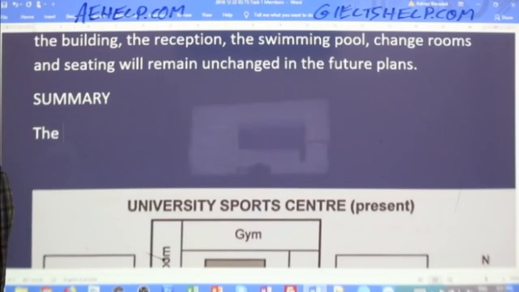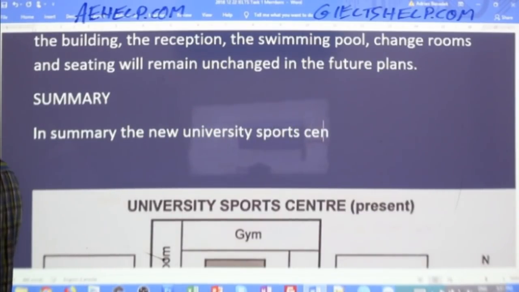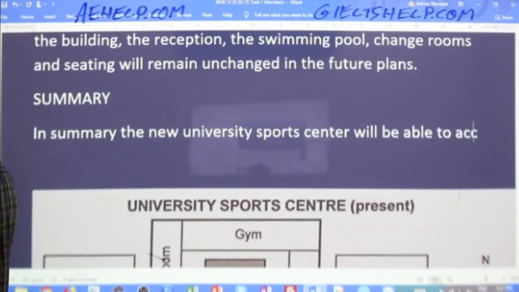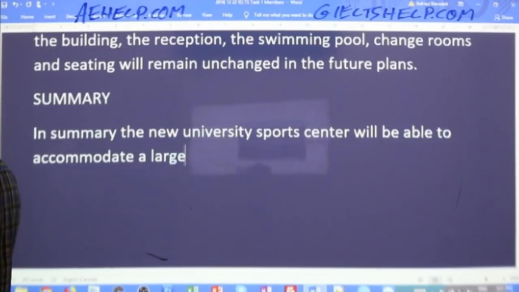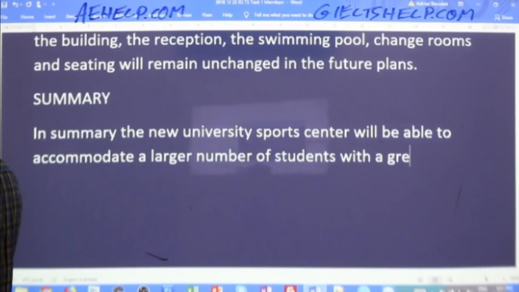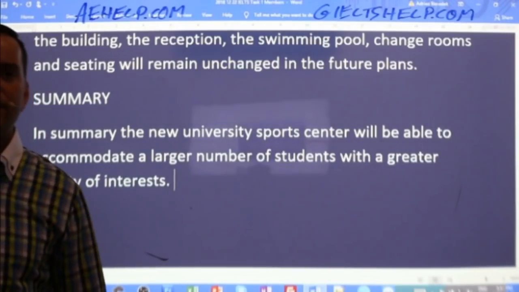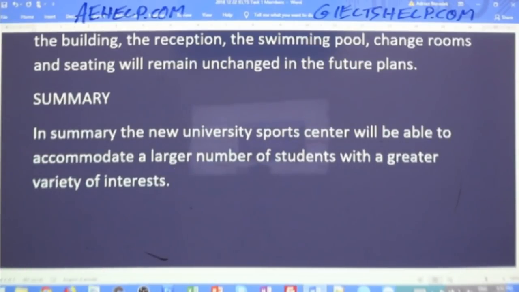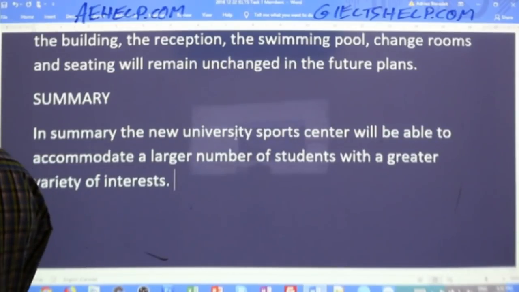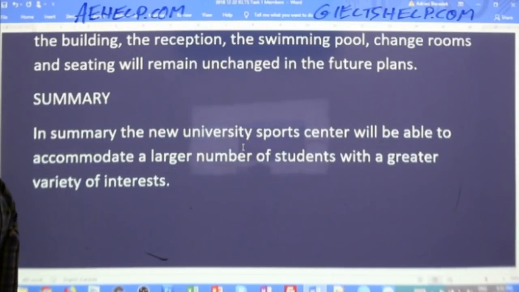So, in summary, the new university sports center will be able to accommodate a larger number of students with a greater variety of interests. Okay, so if you're thinking critically, hopefully you come up with that summary. In summary, the new University Sports Center will be able to accommodate a larger number of students with a greater variety of interests. Now, how did I come up with that so quickly?